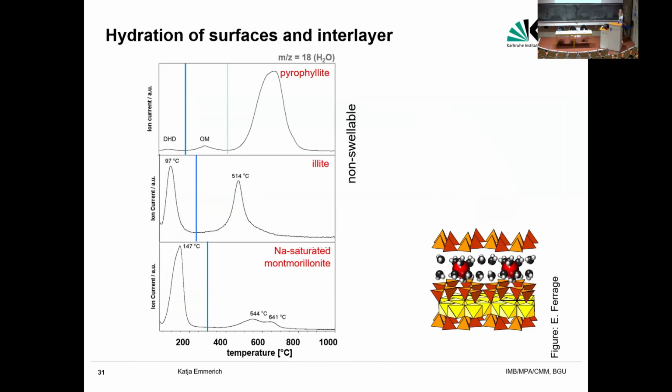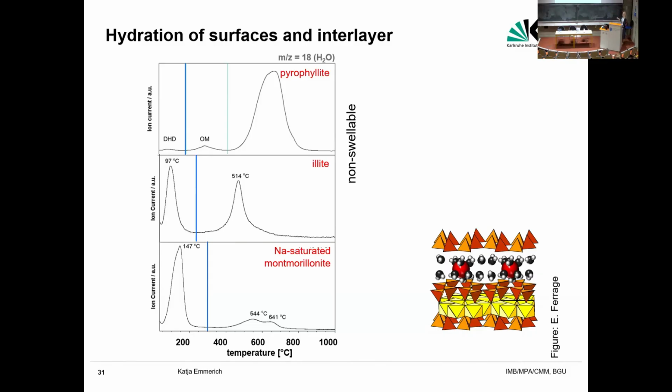This slide will show you that the hydration of clay minerals is not always related to the surface that you measure by nitrogen adsorption or argon adsorption. On the left side, you see the mass spectrometer curves of evolved water again, and we are now interested in the low temperature range. On top, pyrophyllite, a non-swellable 2-to-1 layer silicate, dioctahedral, no substitutions. In the middle, illite, also a dioctahedral illite, and at the bottom, sodium saturated montmorillonite.